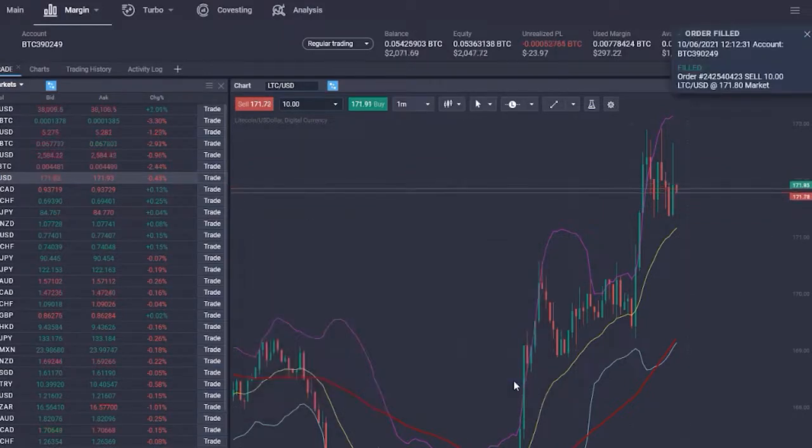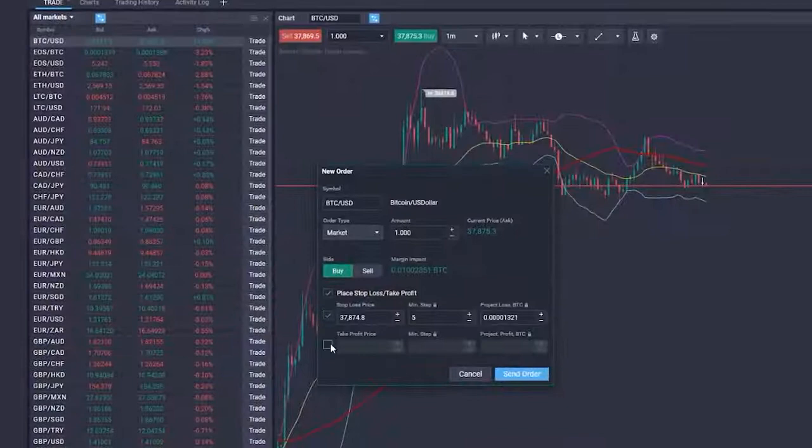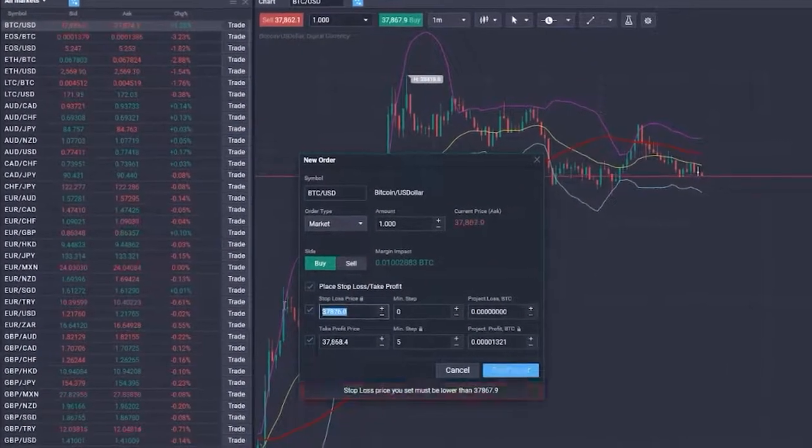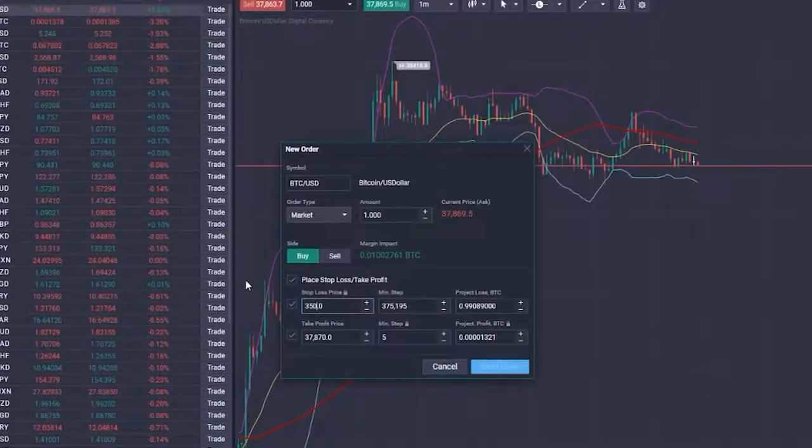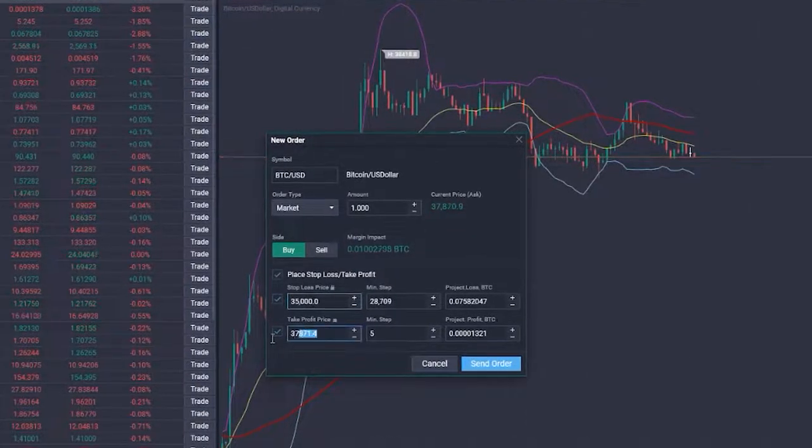However, keep in mind that markets sometimes can move so fast that you'll not be able to react to these messages. You can easily see the impact the leverage will have on your potential profits and losses by placing a stop loss and take profit together with your order.